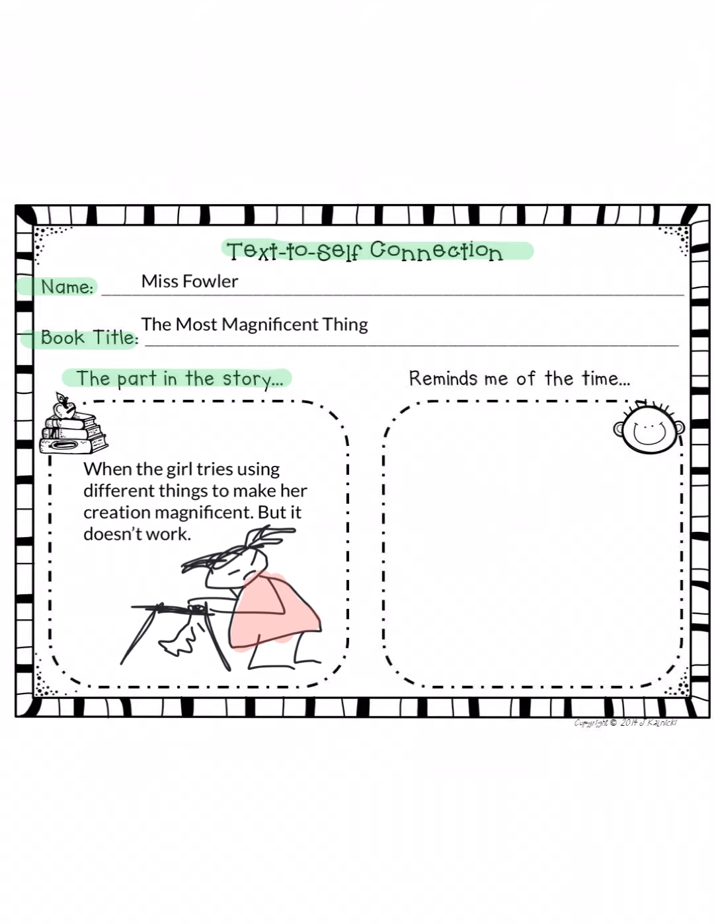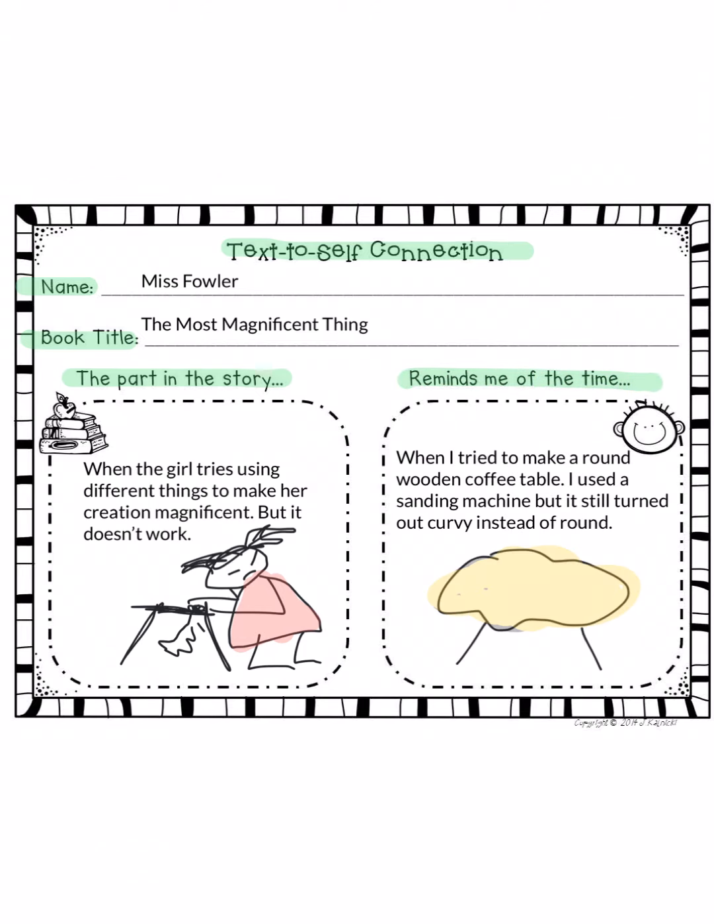Moving on, I'm now going to tell you a time in my life that this reminds me of. So it reminded me of a time when I tried to make a round wooden coffee table. I used a sanding machine, but it still turned out curvy instead of round.